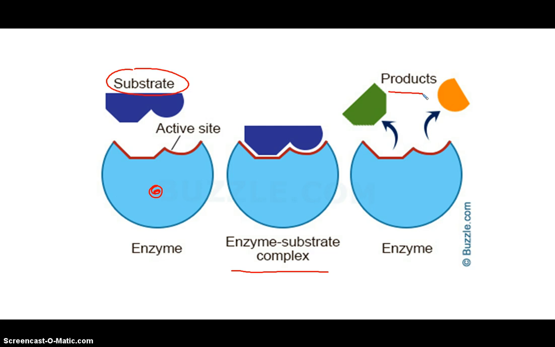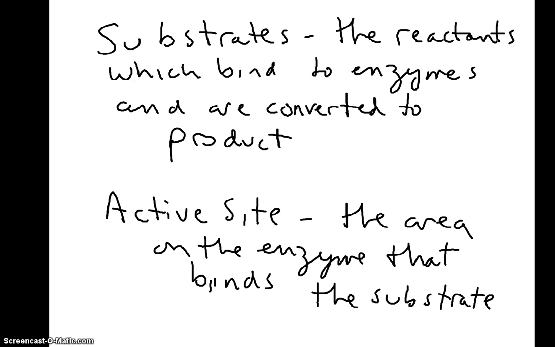So the terms that you really need to be familiar with, once again, are enzyme, the active site, the substrate, and then the products. So the enzyme is the actual protein. The substrate, or substrates, are the reactants which bind to enzymes and are converted to the product. The active site is the area on the enzyme that binds the substrate and holds it.